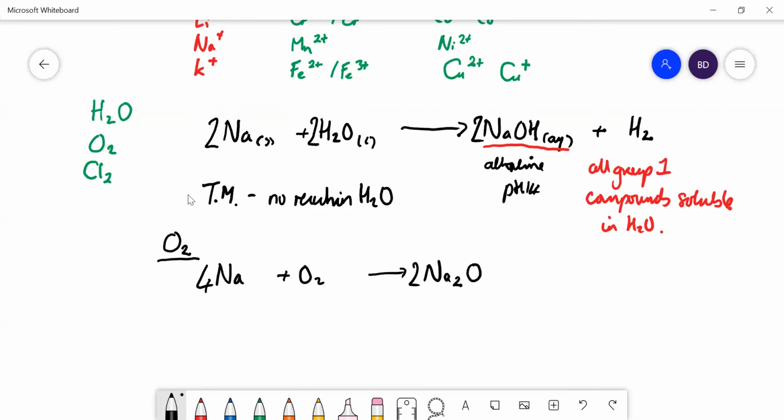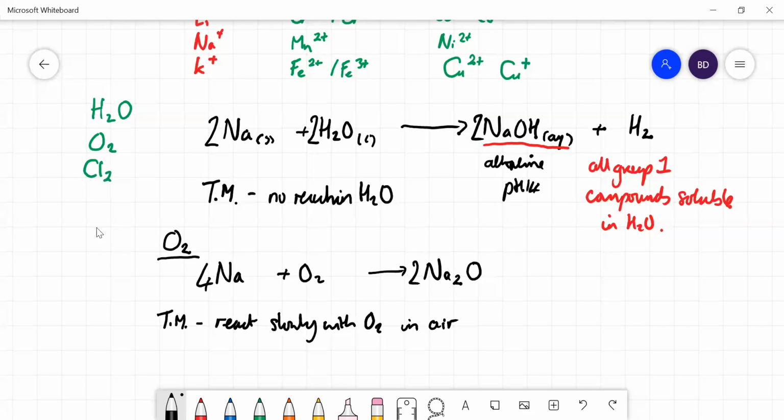Now, the transition metals, we all know that iron will rust very slowly in air. That takes months, okay? They react very slowly with oxygen in the air. So that's another difference, and it exemplifies the fact that they are much less reactive than the group 1 metals.